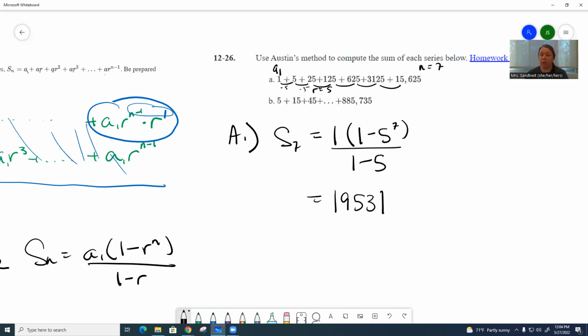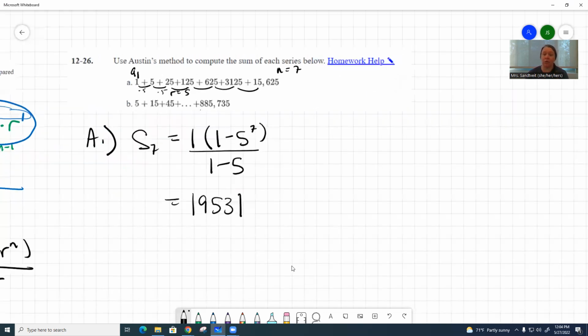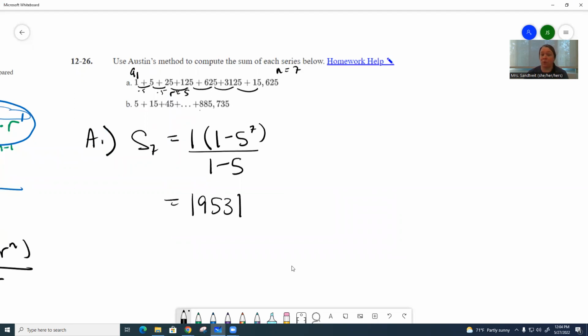Now, the reason I wouldn't use this for part B: I do know the first term. I know the multiplier is 3, but I don't know how many terms are in there. So for part B, you've got a couple of different ways you could go. You could say, I really want to use that rule. And to do that, I have to figure out what n is. So what I would do is say, I know things that are geometric. The rule is a sub 1 times b to the n minus 1 power. And I know my first term is 5. And I know my multiplier is 3. I want to know what n value will give me a last term of 885,735.